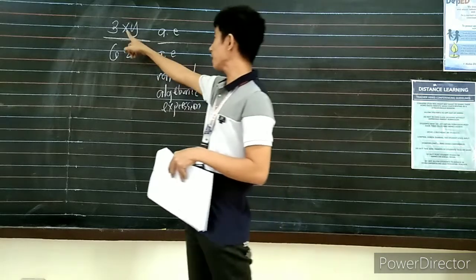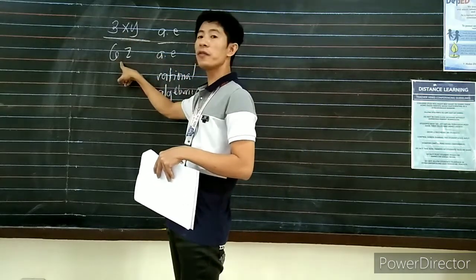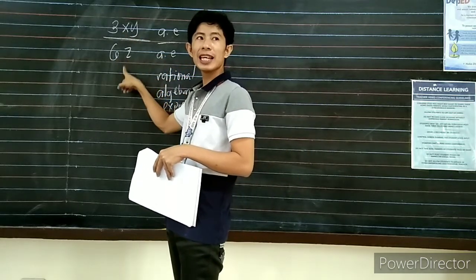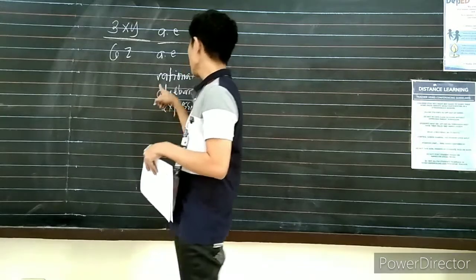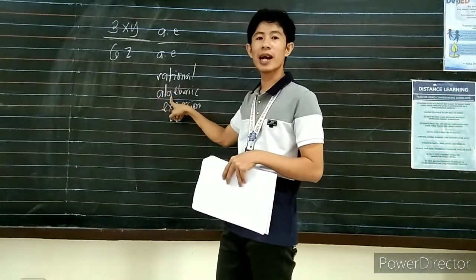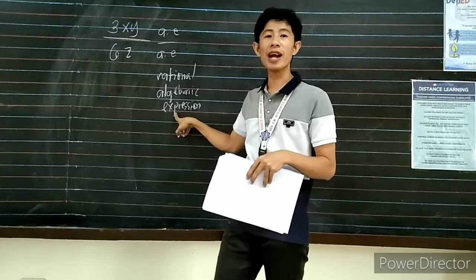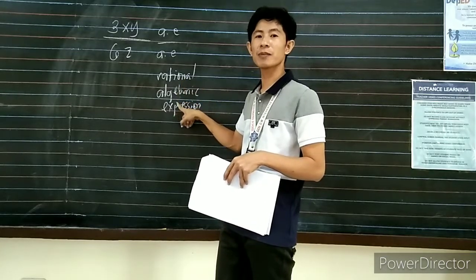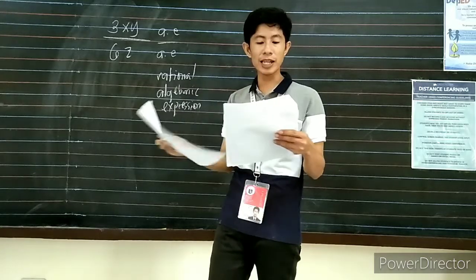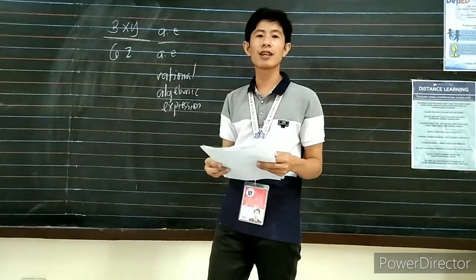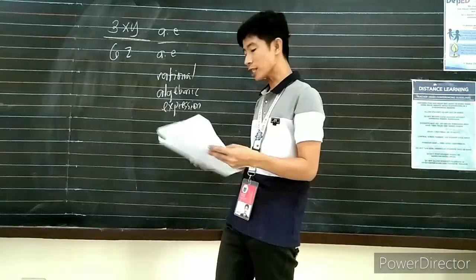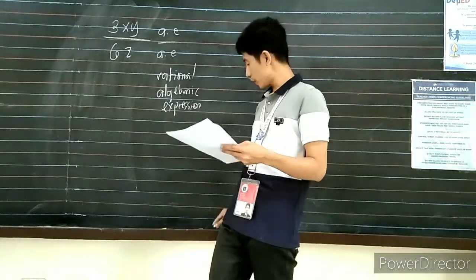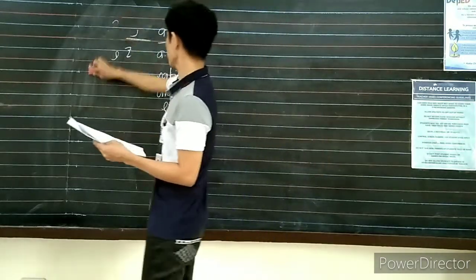Therefore, the given 3xy over 6z is an example of a rational algebraic expression. So your answer is rational algebraic expression, or in the instruction you're going to write rational. Okay, let's proceed with our example number 2.